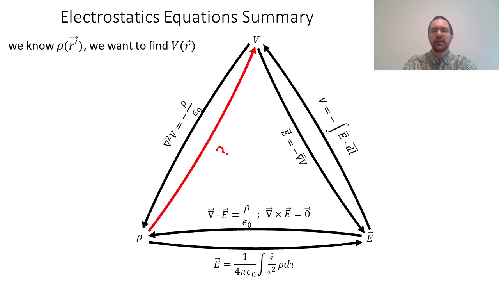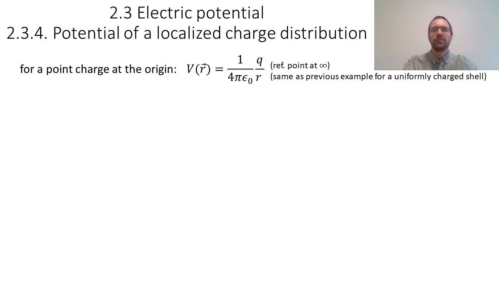Now, we're going to write the equation to find the electric potential from the charge density. So suppose we know the charge density ρ, and we want to find the electric potential V directly without going through the electric field. So for this, we come back to the potential from a point charge. Suppose the point charge is at the origin. Last time we saw that the electric potential from a point charge is 1 over 4 pi epsilon naught Q over R. We found this taking the reference potential at infinity. We did it for a uniformly charged spherical shell and found the same result.